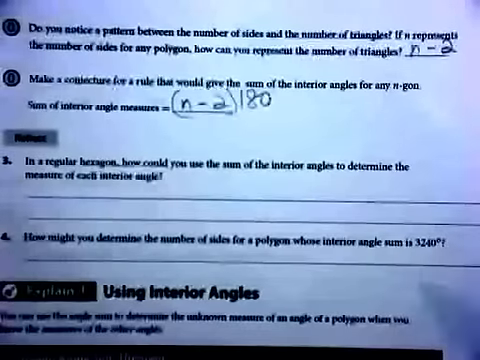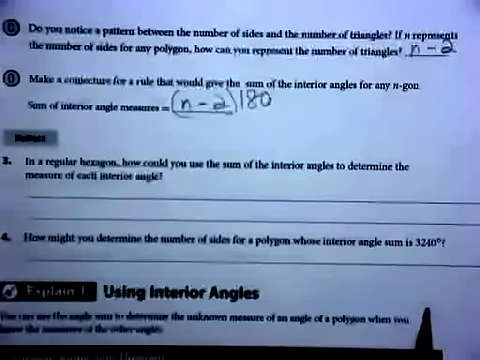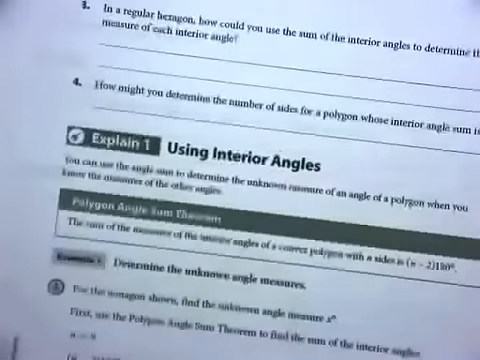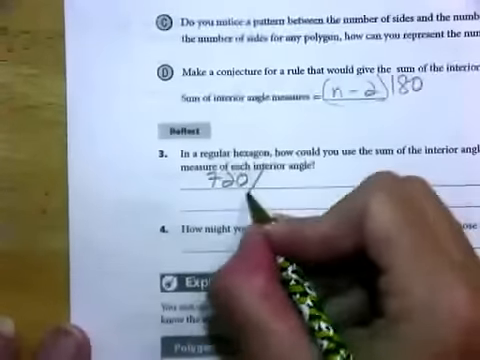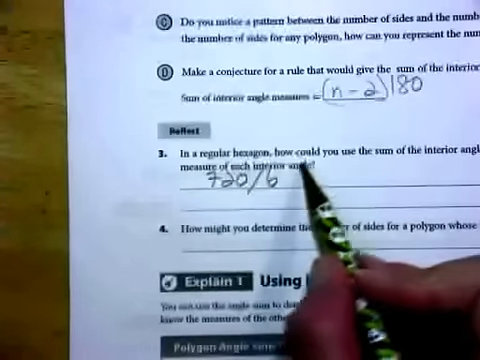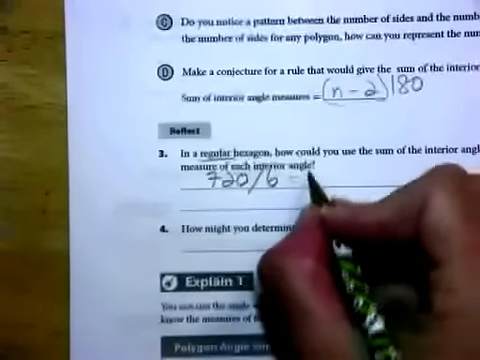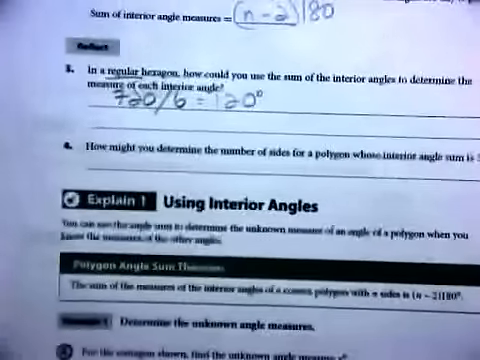In a regular hexagon, how could I use the sum of the interior angles to determine the measure of each interior angle? Well, we found back here that the angles of a hexagon would add up to 720. So 720 divided by 6, if I know that each angle is congruent, which is true in a regular hexagon, then the measure of each interior angle would be 120 degrees.